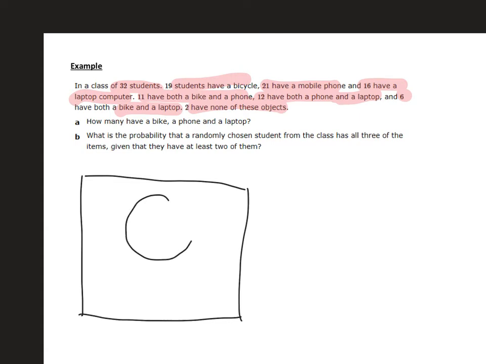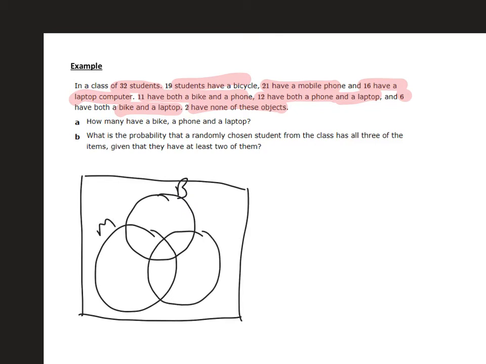So we have a bike, a mobile phone, and a laptop. Actually, I'm going to call the mobile phone P, because they've changed the word to phone later on, just so I'm not confused. Okay, so I know there's 32 students all together. So I'm just going to write 32 in the corner outside to remind me that everything should add up to 32, because I can write numbers inside as probabilities, or I could just write them as numbers as long as I know that the total isn't 1 anymore.